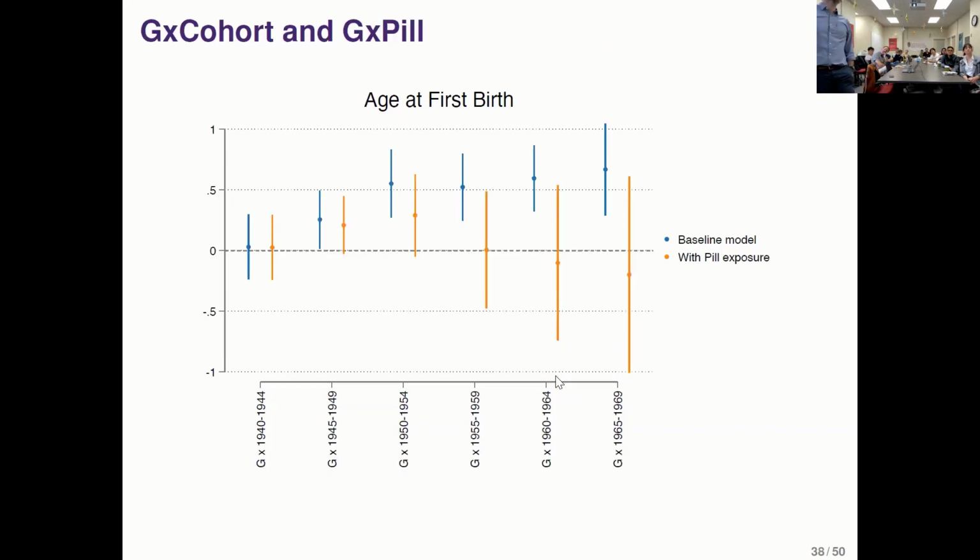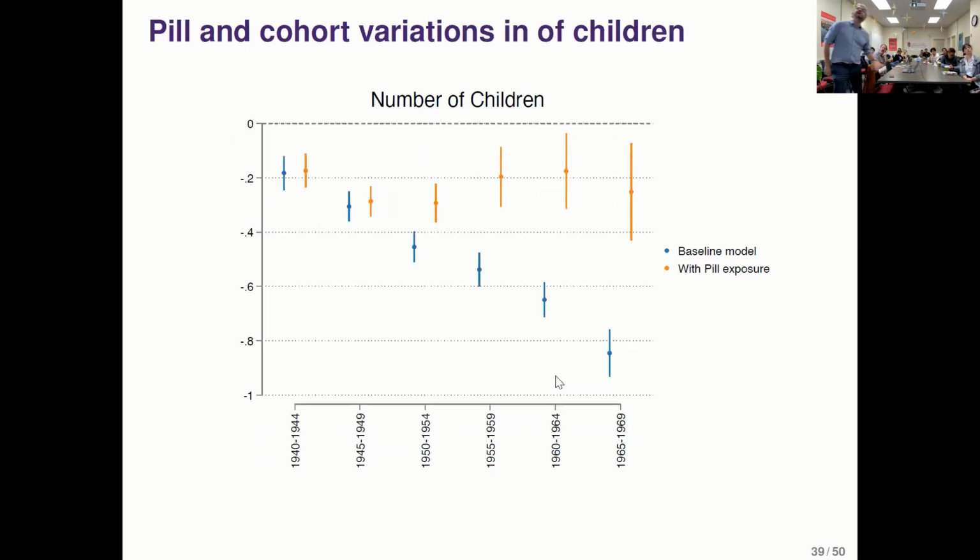We also look at the interaction effects, the interaction between cohort and G, and we see that most of the interaction goes away when we include the interaction with the pill. So here it's very naive, we are not estimating how much is moderated, and I know that there are quite some techniques on how to study this. But this is instead the number of children.